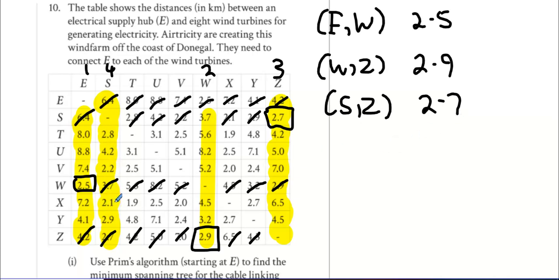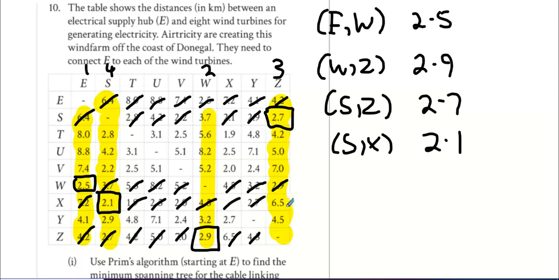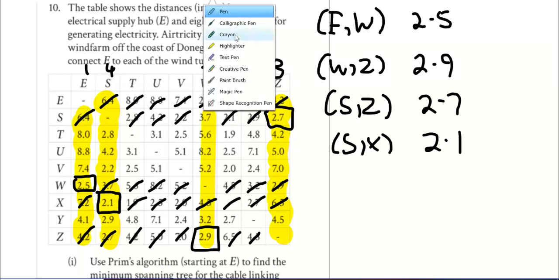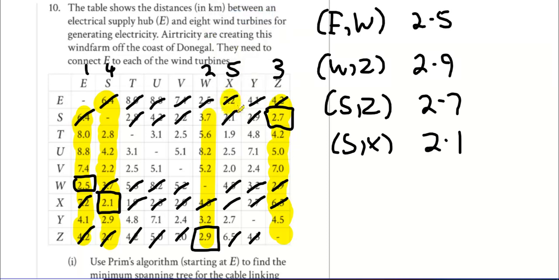Now I'm currently looking for my minimum region here. Which one do you think it is? Where's 2.1? S to X, isn't it? S to X is 2.1. And now I've got to eliminate all the X's and put X as well. Fair to say number 5. And once again, just use the yellow marker on the X now.